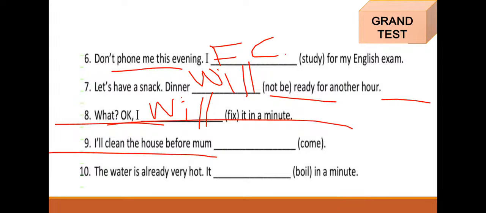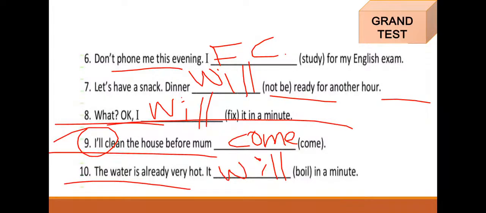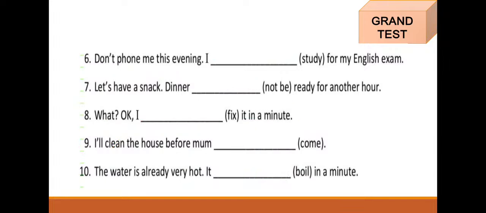I will clean the house before mom comes. It is also future simple. Will has been placed right here. I will clean the house before mom comes. So before my mom comes home, I will clean the home perfectly. The water is already very hot. I will boil it. It will boil in a minute. It was simple. You guys, I got bothered.